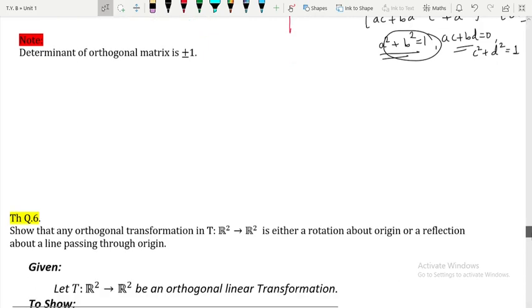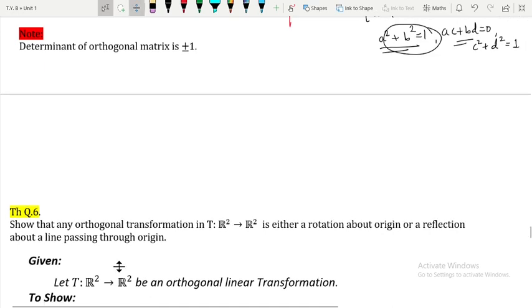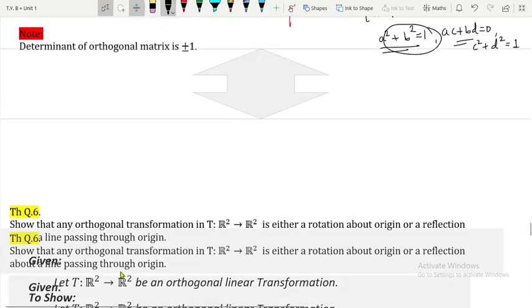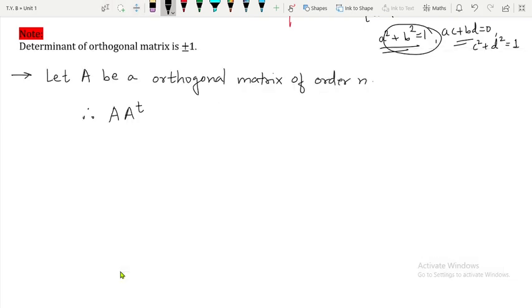Now let us go for the next result, that is, the determinant of an orthogonal matrix is always plus or minus 1. So we can prove it easily. Let A be an orthogonal matrix of order n. Therefore A into A transpose will be equal to I, which will be equal to A transpose A. Considering only this part, consider A into A transpose is equal to I. Now apply determinant on both sides.